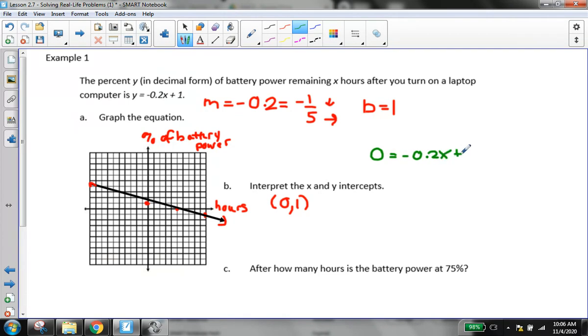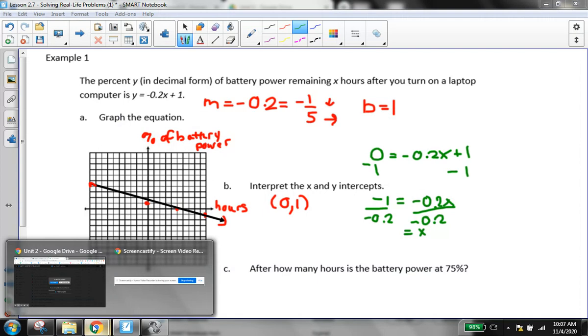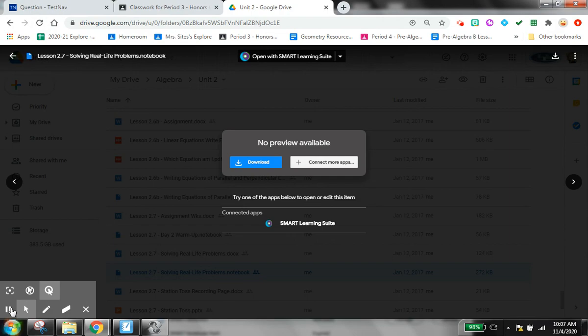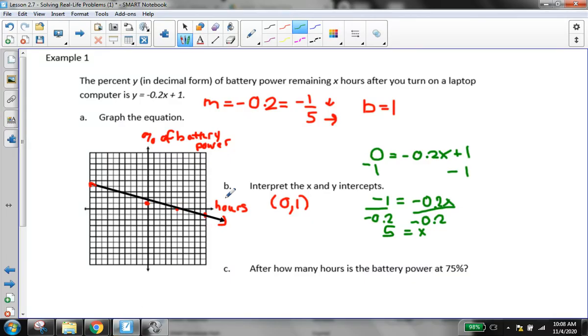Just to make sure I'm doing this correctly, I'm going to subtract 1 from both sides, and then divide both sides by negative 0.2. Then I'm going to have an answer for my x-intercept. So it would appear that the x-intercept is at (5, 0).